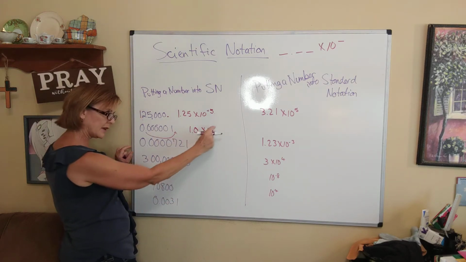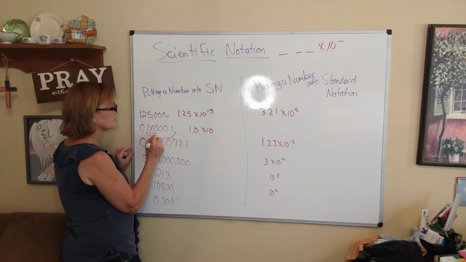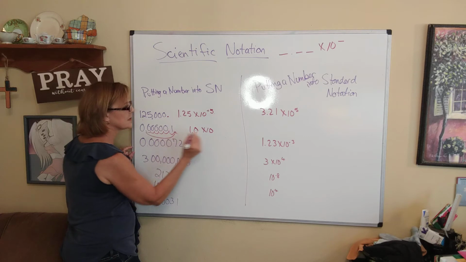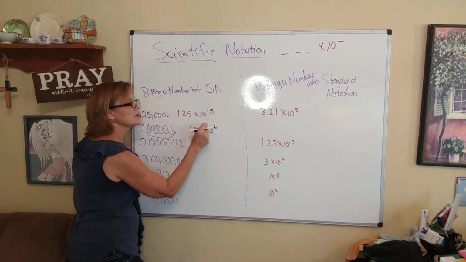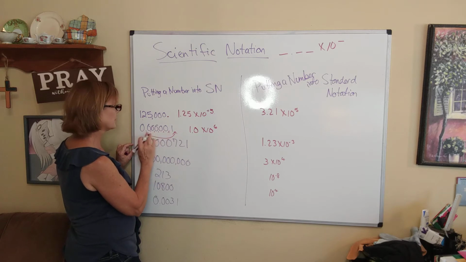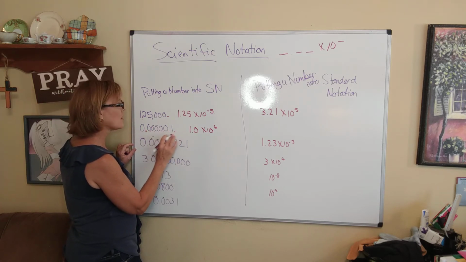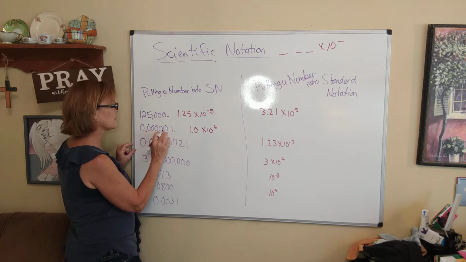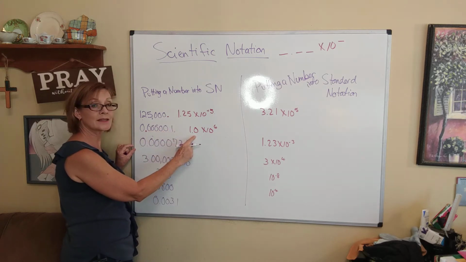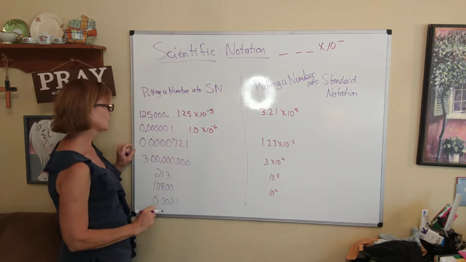Okay, we have to count. I move the decimal 1, 2, 3, 4, 5, 6 times. Now I make the decision, positive or negative. If the original number was this, 0.000001, it is smaller, definitely smaller than what I made it look like in scientific notation, so it's a negative. It goes right there. So this is scientific notation.